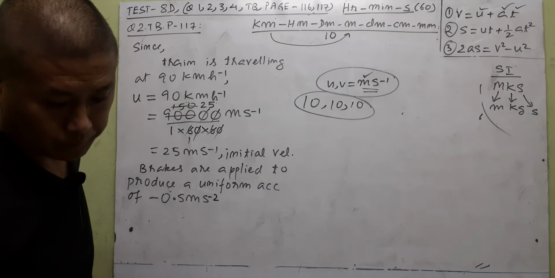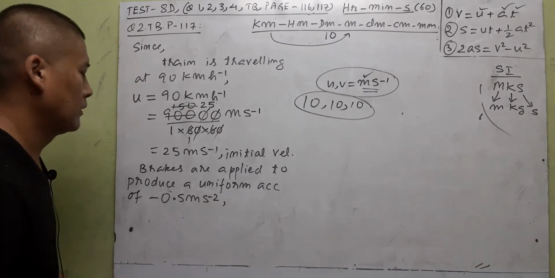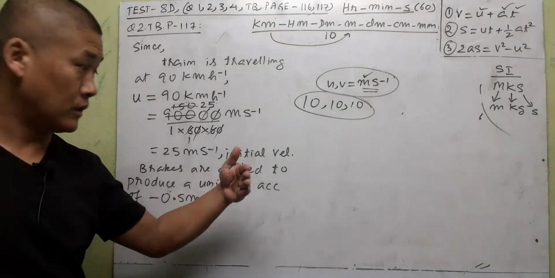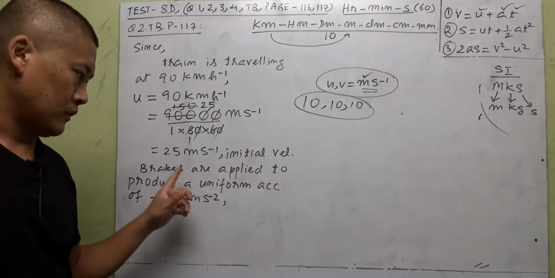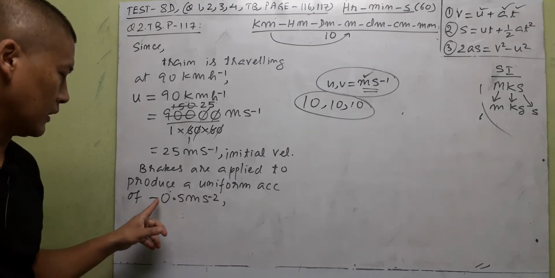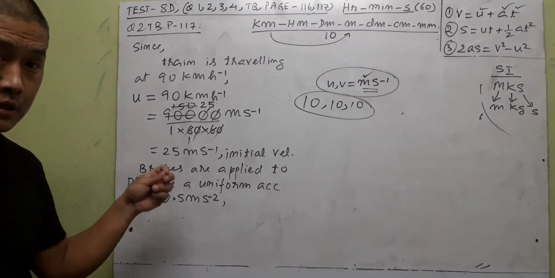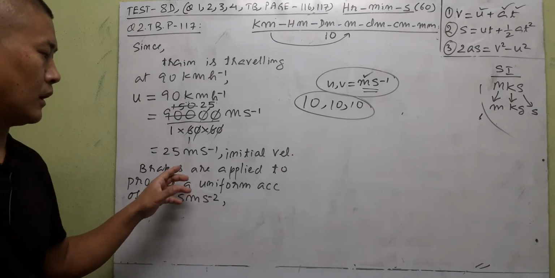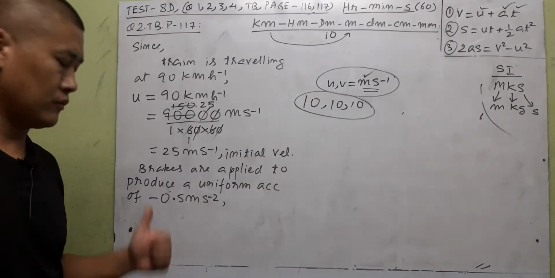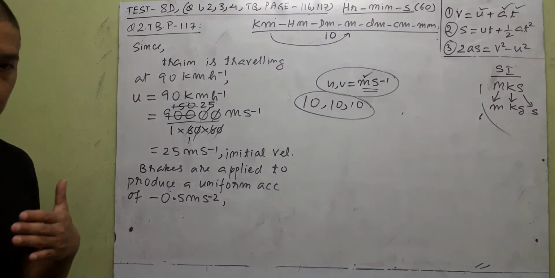Okay. Now here, since the question has already mentioned brakes are applied, means the train will slow down. So for any object slowing down, the acceleration will be negative. So even if they didn't say minus, we should put minus ourselves when we see the word brakes, or we see words like the train slowing down, then the acceleration should be given minus by ourselves.